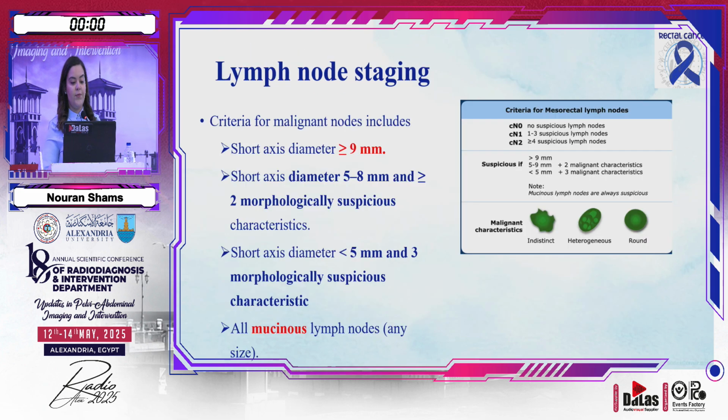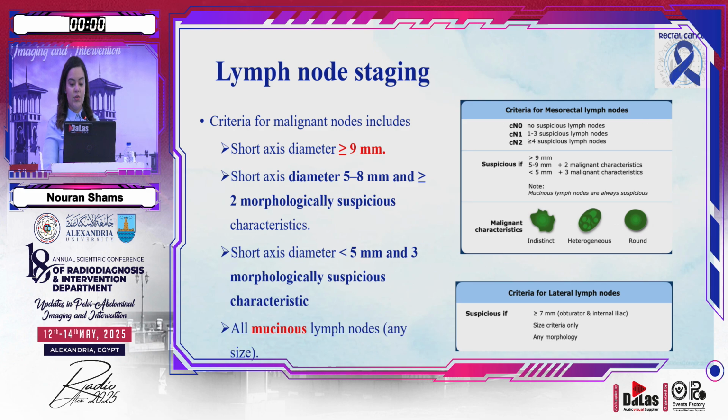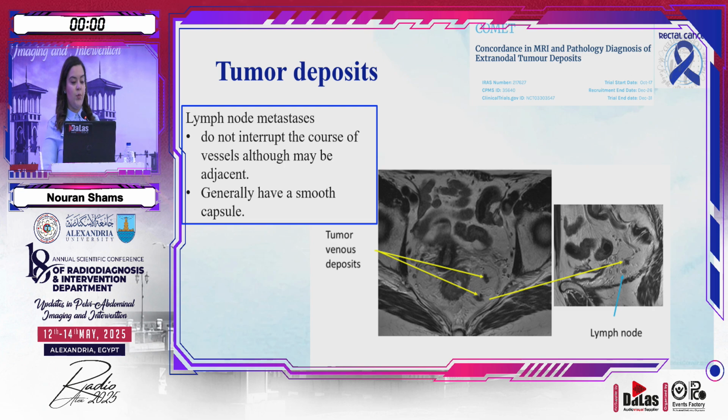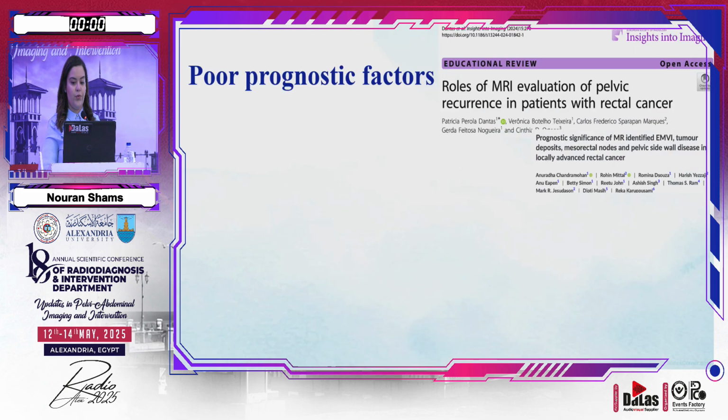The criteria for lymph node staging are also based on which lymph nodes we talk about. Mesorectal lymph nodes depend upon size and morphology, whereas lateral lymph nodes depend only on size criteria. Finally, tumor deposits are defined by the COMET trial, which is still ongoing, as discontinuous from the main tumor along the path of a draining vessel, which usually shows EMVI and have irregular margin. Contrast these with lymph node metastases, which do not interrupt the course of vessels, although they may be adjacent and generally have a smooth border.